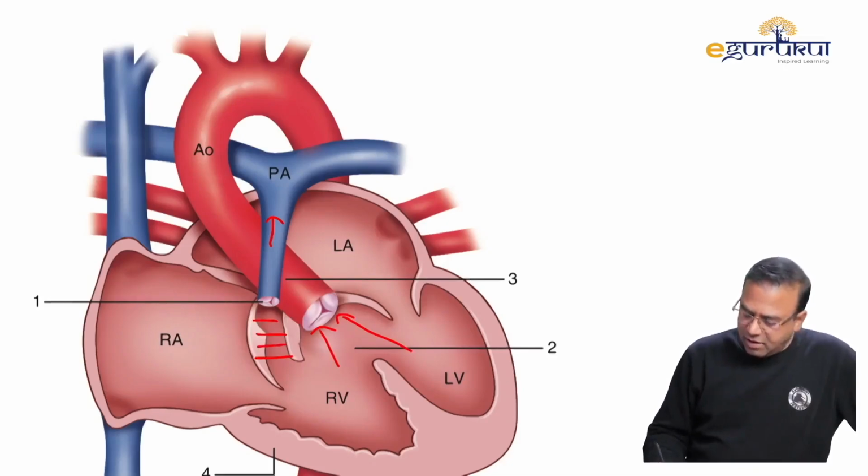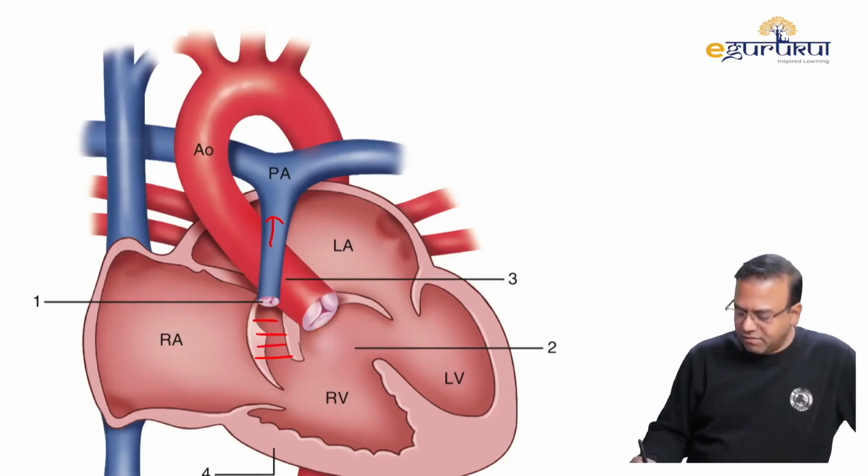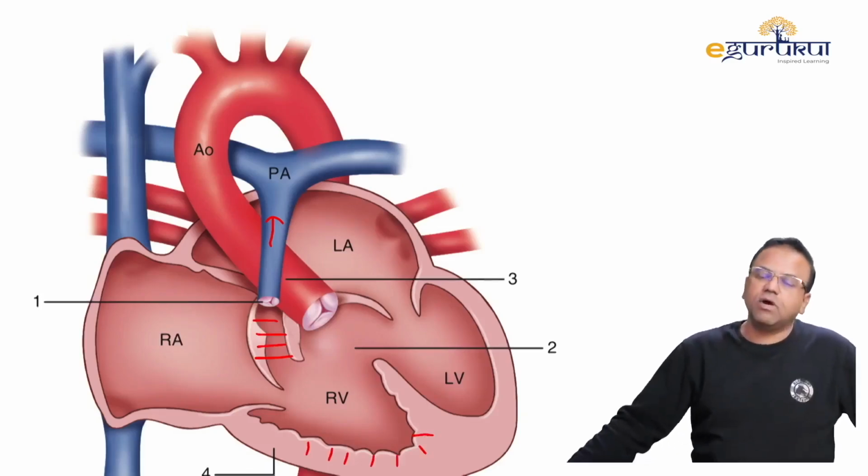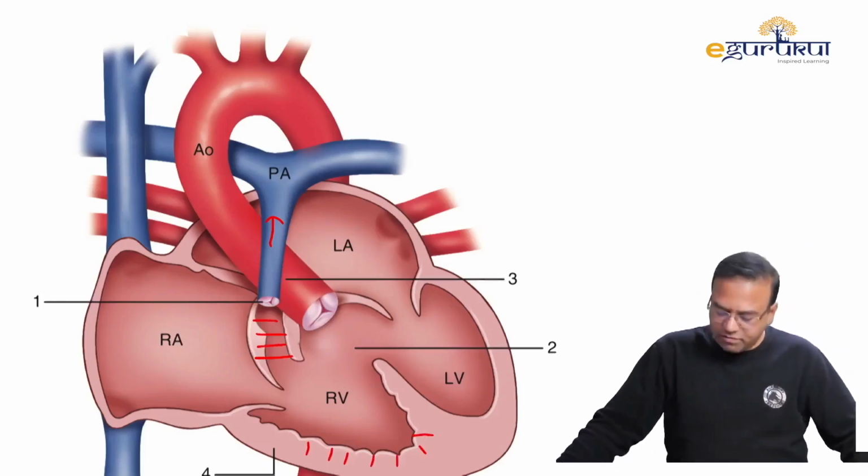We have a large VSD. This is what we refer to as a non-restrictive VSD, connecting both RV and LV. And because the RV is getting exposed to the high pressures of the aorta, it is going to have hypertrophy. So all these four main features are what we see in patients with tetralogy of Fallot.